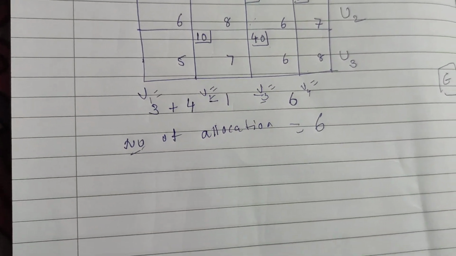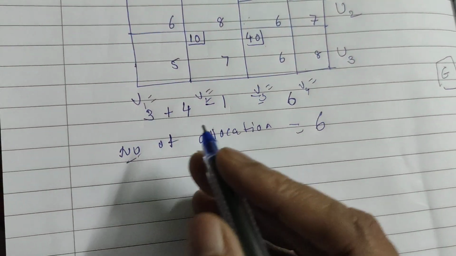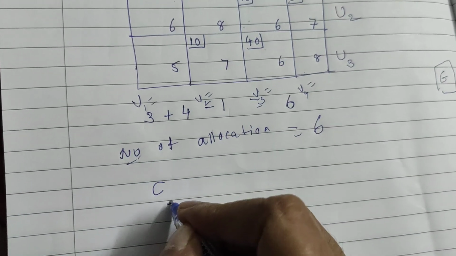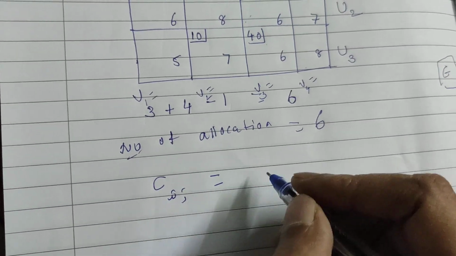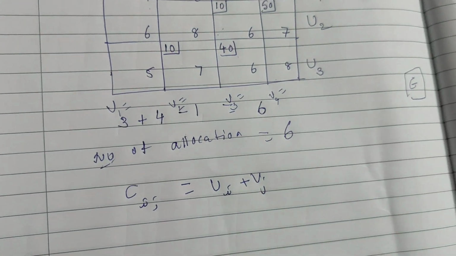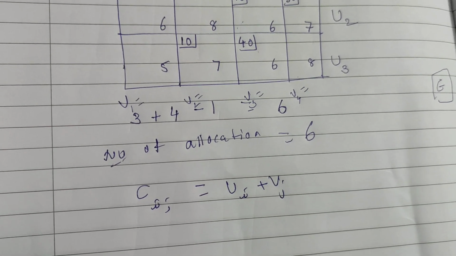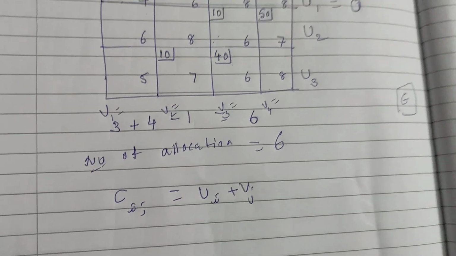Next, how to find v1, v2, v3 and v4? Let us discuss. First, Cij, the cost matrix, is equal to ui plus vj. Whenever the allocations are there, we go for that cost only.